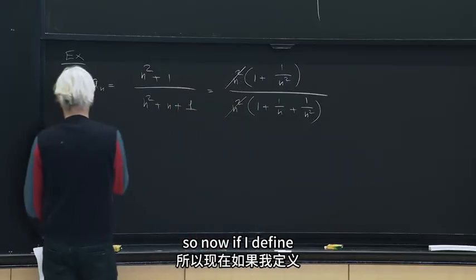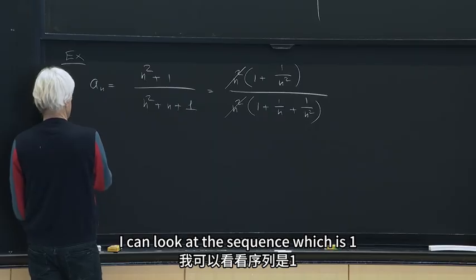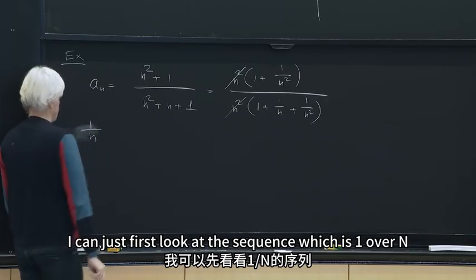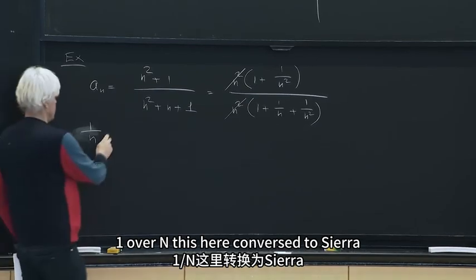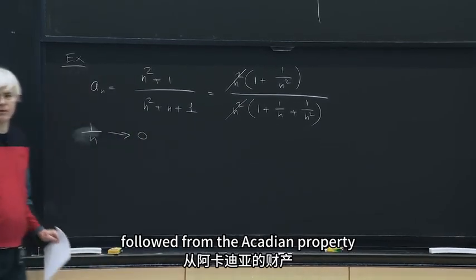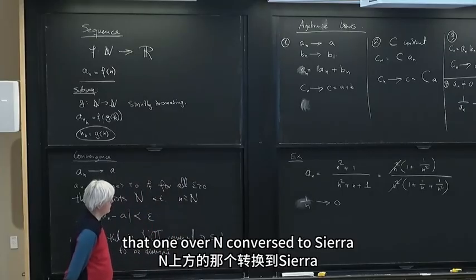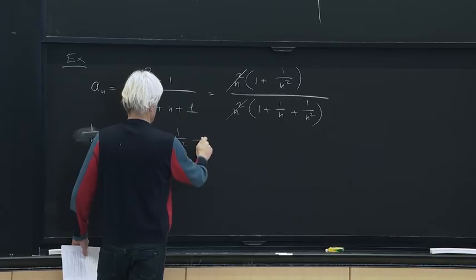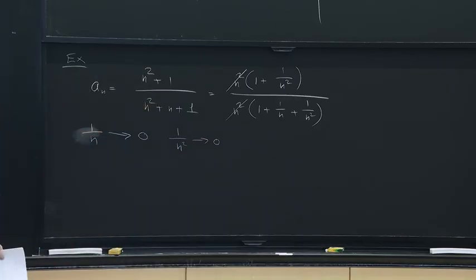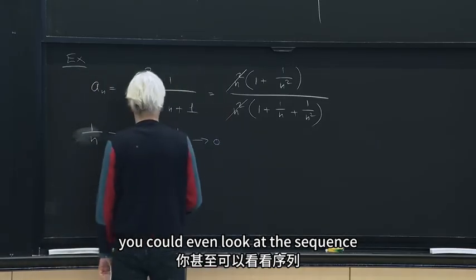So now I can look at the sequence which is 1 over n. If I'm looking at this sequence, 1 over n converges to 0. This essentially follows from the Archimedean property, but we've already seen that 1 over n converges to 0. And the same holds for 1 over n squared. This also converges to 0.